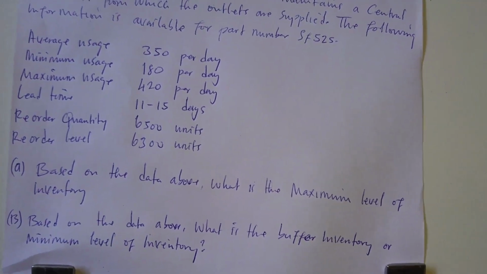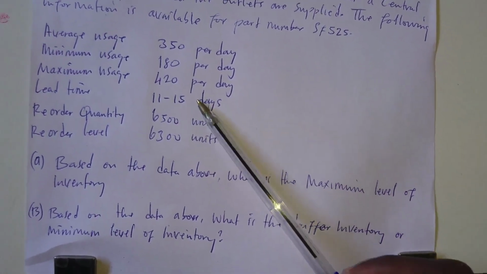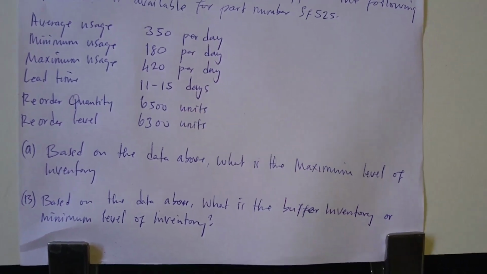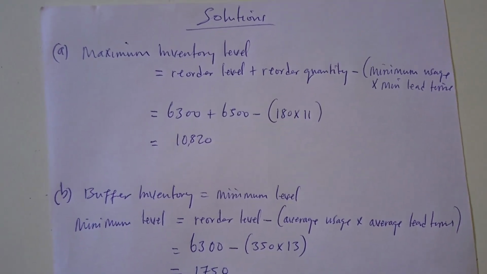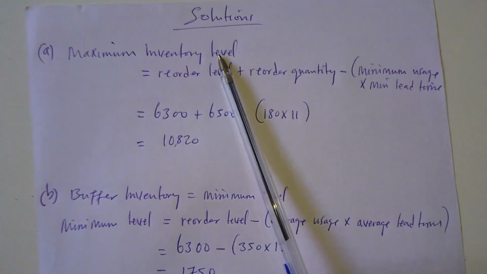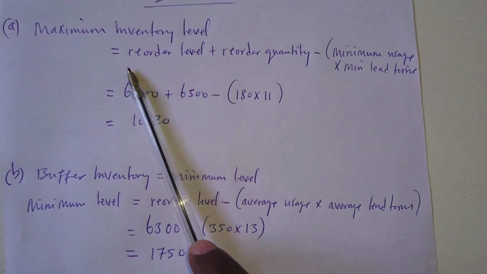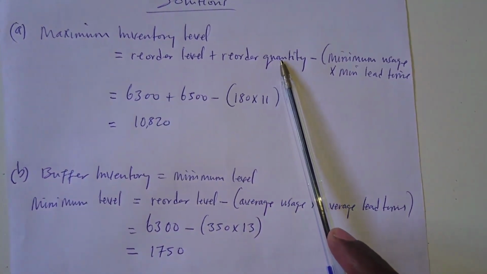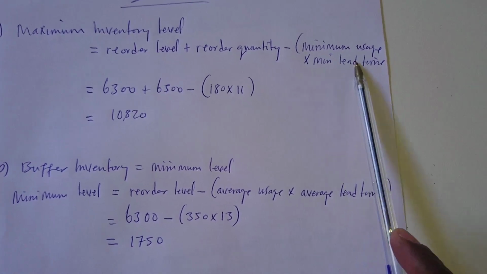Okay, so let's quickly see how we can use the formulas that we've written earlier, using the data that we've been provided, to make the calculations. To calculate the maximum inventory level that you are going to stock, it is reorder level plus reorder quantity minus minimum usage times minimum lead time.